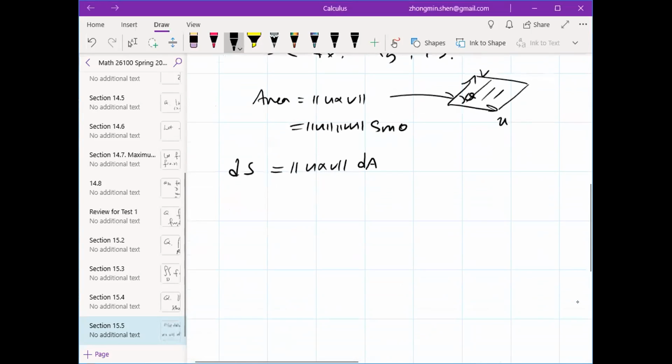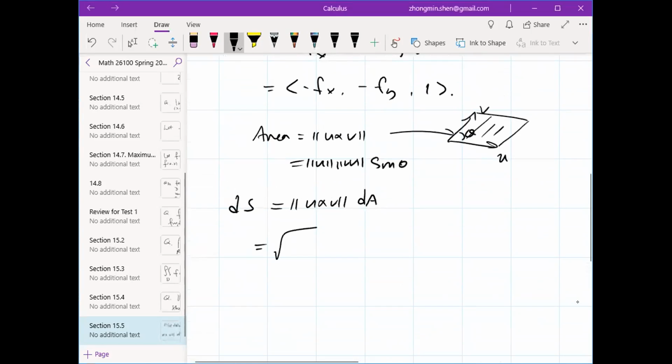So this dA, and then the length of the cross product, clearly it's going to be fx squared plus fy squared plus 1 and dA. This is where it comes from.